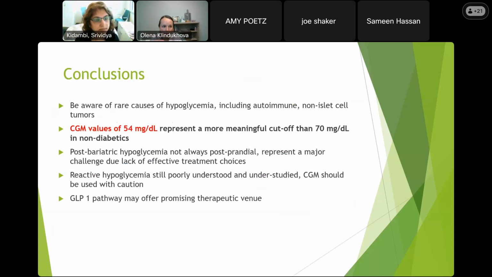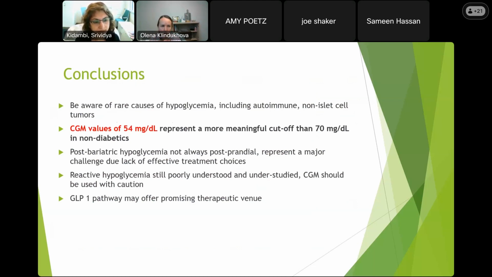be aware of rare causes of hypoglycemia, including autoimmune and non-islet cell. The most important portion of my presentation is to emphasize the importance of the appropriate blood glucose cutoff of 54 rather than 50 when diagnosing non-diabetic hypoglycemia patients. There is still more research and a lot more information needed until that makes it into more standard of care.